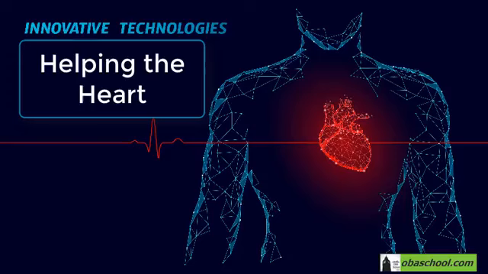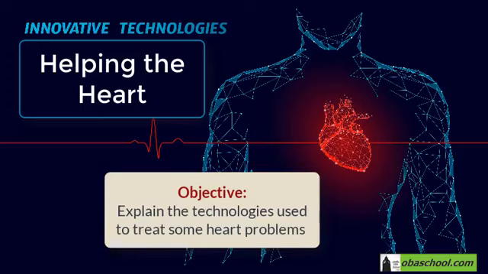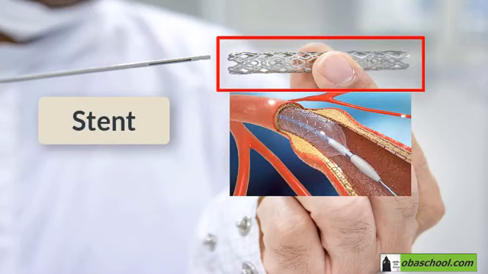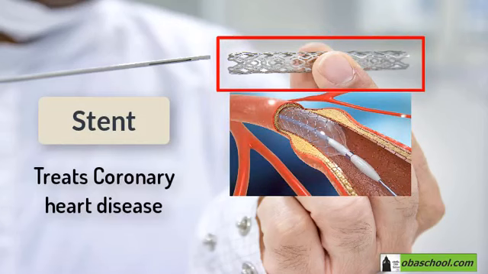This tutorial is about helping the heart, where we are going to look at some technologies and ways used by doctors to treat some heart problems. The first common technology is the use of the stent, which is used to treat coronary heart disease.